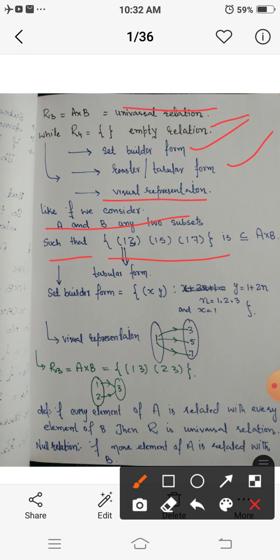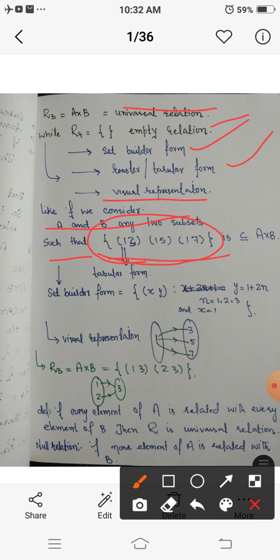It is a subset of A. It is given that this is a subset of A cross B. So when it is a subset, it is a relation. This representation, 1 3, 1 5, 1 7, is the relation. This is in tabular form because we enlist each and every element of a given set. That is why this very form, 1 3, 1 5, 1 7, is the tabular form, or roster form, of this relation.